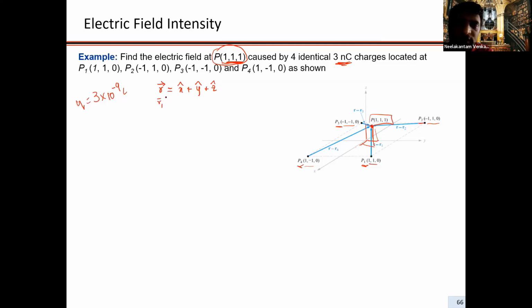Now I have R1, R2, R3, and R4. My R1 is going to be this guy, right? 1 in X and 1 in Y. R2 is -1 in X, 1 in Y. R3 is -X, -Y. R4 is positive X, -Y.